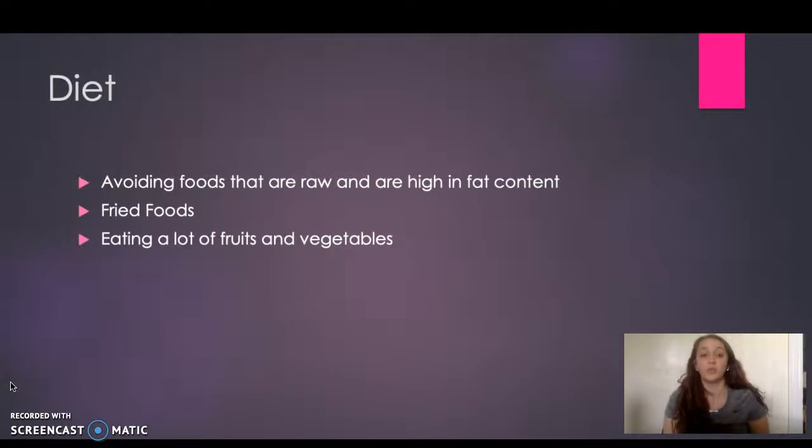Diet, you really want to be careful of what foods you're eating, because everything you put into your body is what your body is going to react to. So avoid foods that are raw, like raw cookie dough, and anything that's really high in fat content. A lot of avocados and cheese are really high in fat, and a lot of people have problems with that. Another thing you should really avoid is fried foods, because they're so hard to digest that it really takes a toll on the lining of the intestines and the digestive tract.